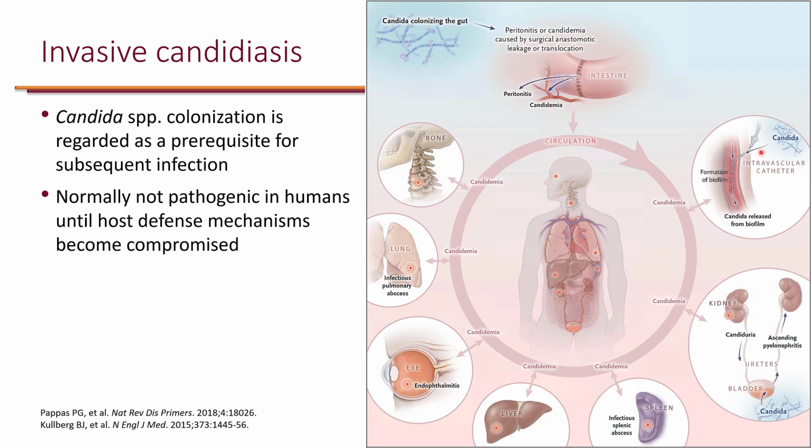Another path could be, if somebody has a catheter for long term, through the catheter, these candida species from the outside, if they're colonized on the skin, for example, they can find their ways into the blood and cause candidemia.